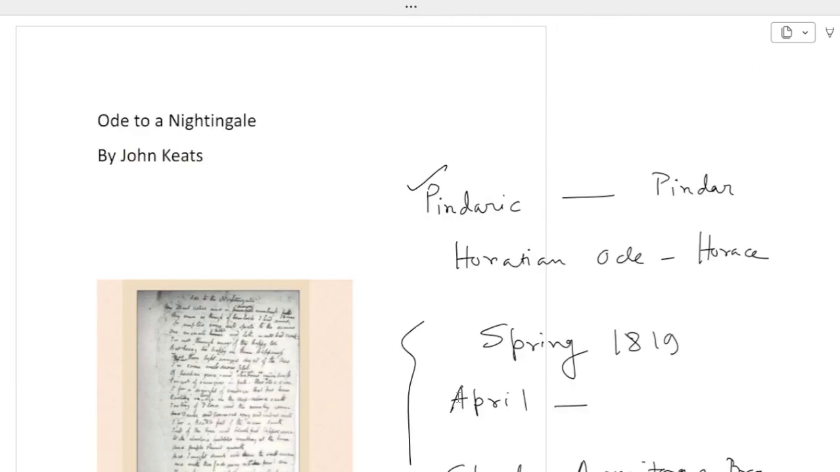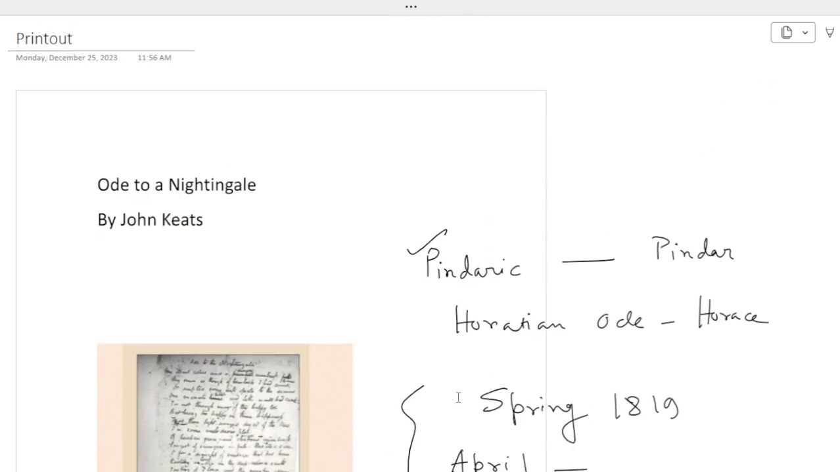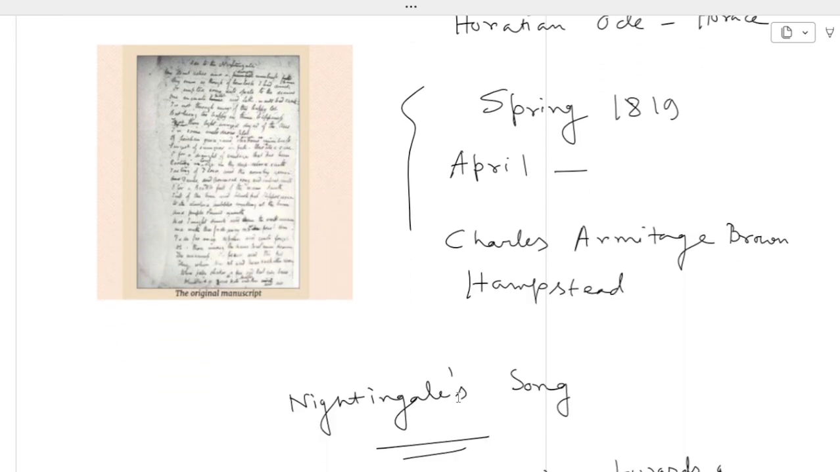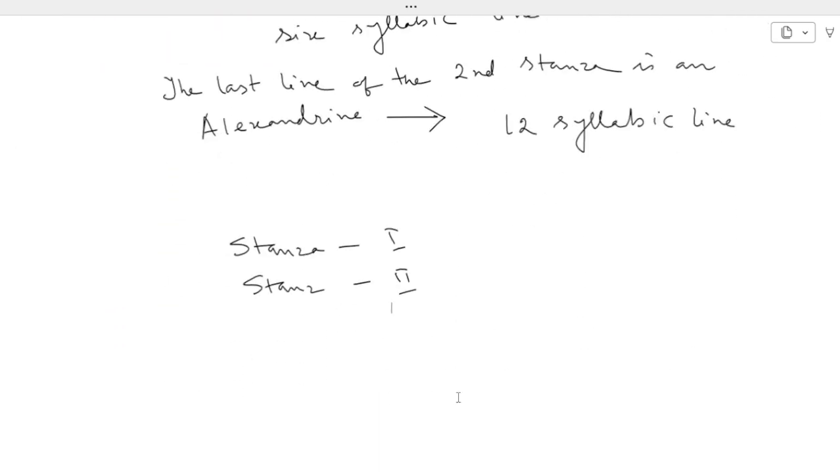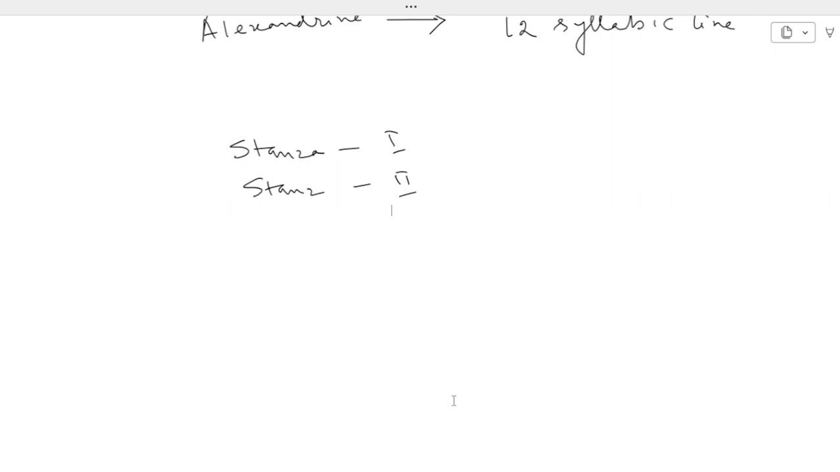Today we start Ode to a Nightingale. This is just an introduction, a short video, and from the next day we'll go on discussing every stanza separately, line by line, word by word. And in the final, we'll discuss various topics related to this poem.